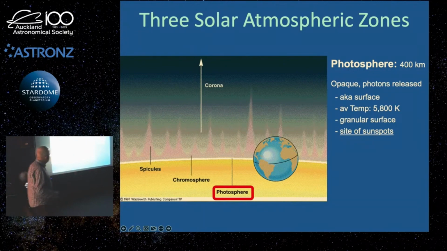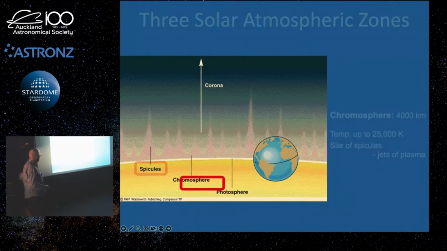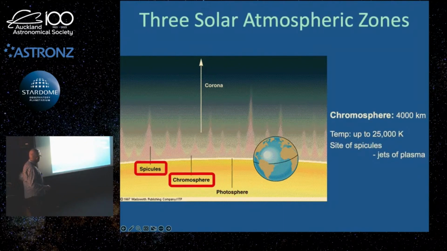That's what you're looking at, the surface of the Sun. And the key point out of this is we're going to be talking a lot about sunspots. The photosphere is the site of sunspots, which are really, really relevant to our talk today. Then there's the chromosphere, which is this layer here. It's a sort of diffuse layer, roughly about 4,000 kilometres.